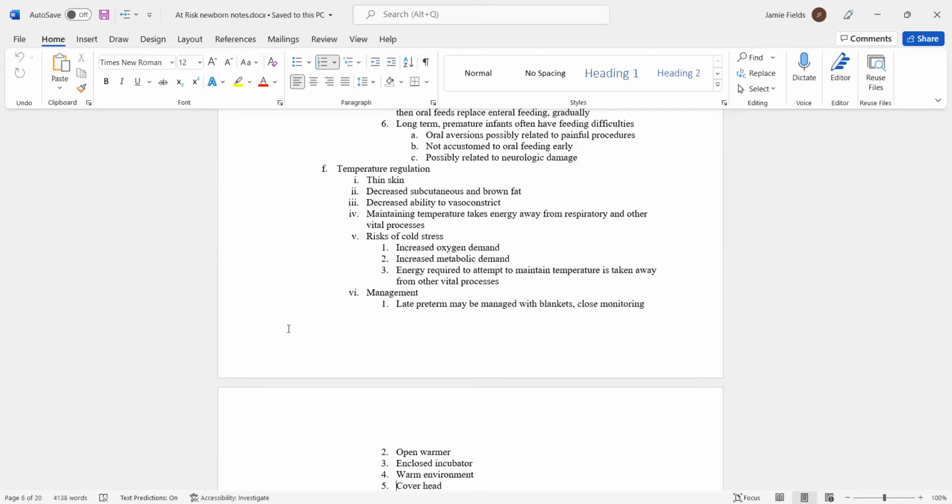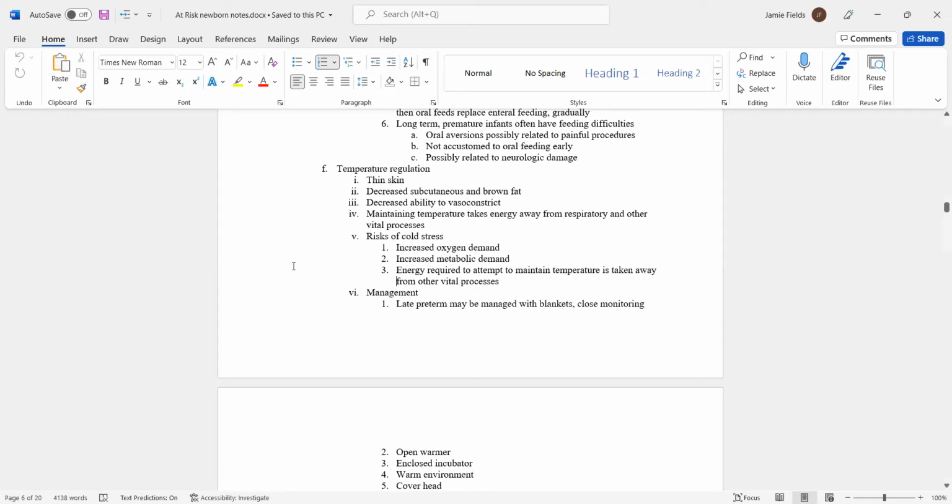They actually metabolize brown fat to make heat. The subcutaneous fat is insulation that helps keep the energy in, keep the heat in. So they don't have that. They're losing heat more easily. They don't have what they need to make it. And maintaining temperature takes energy away from breathing. So they actually get hypoglycemic from trying to stay warm and breathe. Good, Crystal. They also can't vasoconstrict as well, which makes it even harder to maintain that temperature.